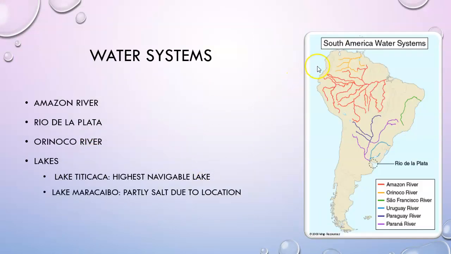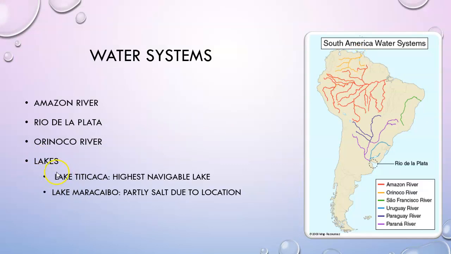Some of the water systems we've already talked about. We talked about the Amazon River up here, where the Amazon Basin and Amazon rainforests are. You have the Rio de la Plata, which is actually an area where all of these different rivers end up flowing out into the Atlantic. And then there is the Orinoco River, which is this one up here that is the orange.